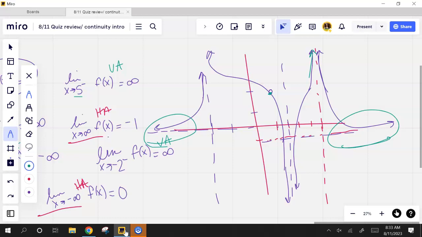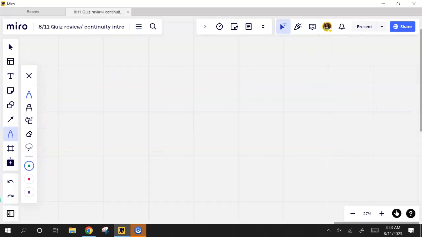Which other one? 45? 65. Lord Jesus. $65.